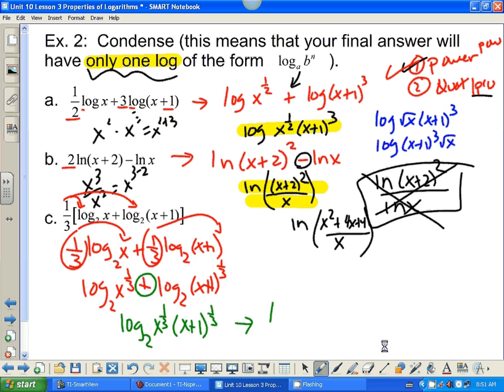You also could have written it as log base 2 of the cube roots of x times x plus 1. Either of those is acceptable.